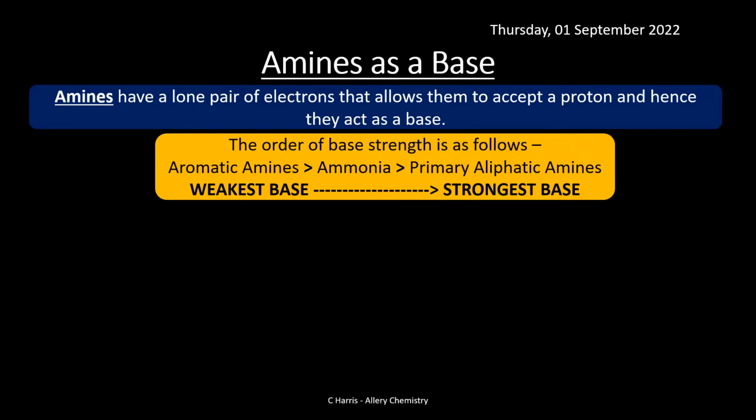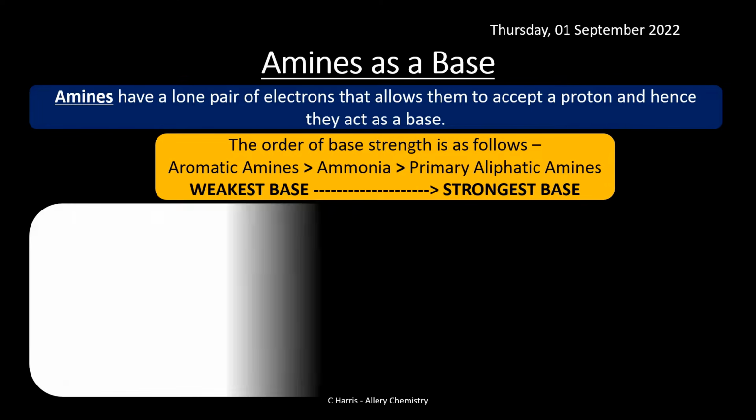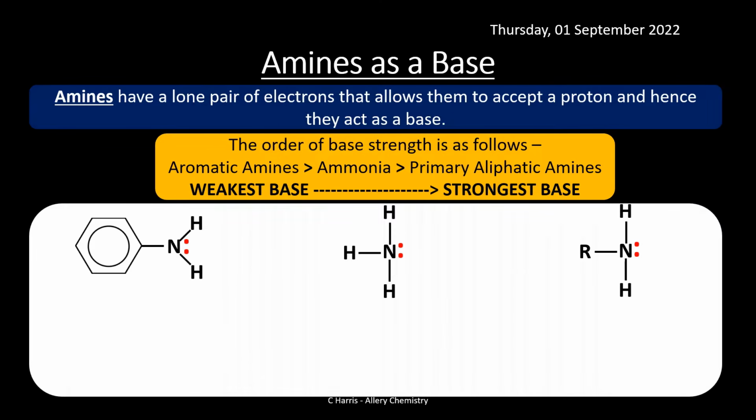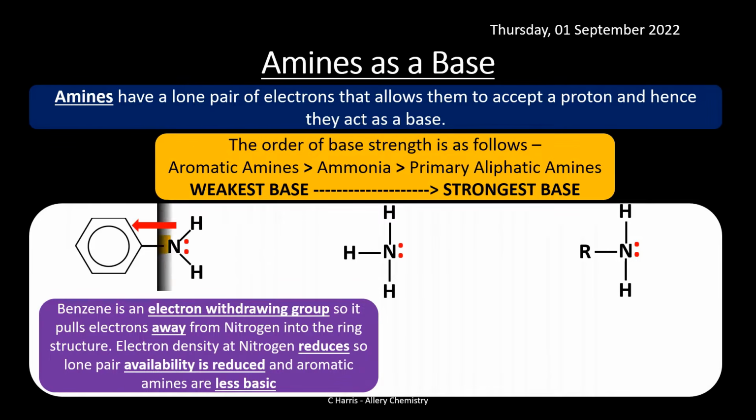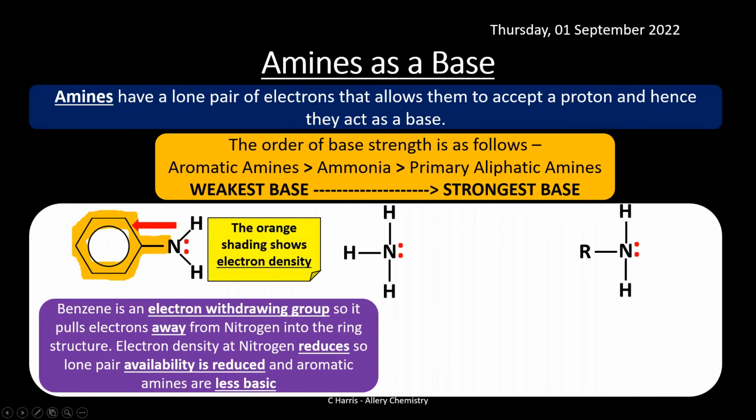So the order of the base strength is as follows. You've got your aromatic amines, so that's one with the benzene rings, which are the weakest base. Then it goes to ammonia, and then to primary aliphatic amines, moving towards a stronger base. So let's have a look at some examples here. Here you've got your phenylamine, as you can see here.